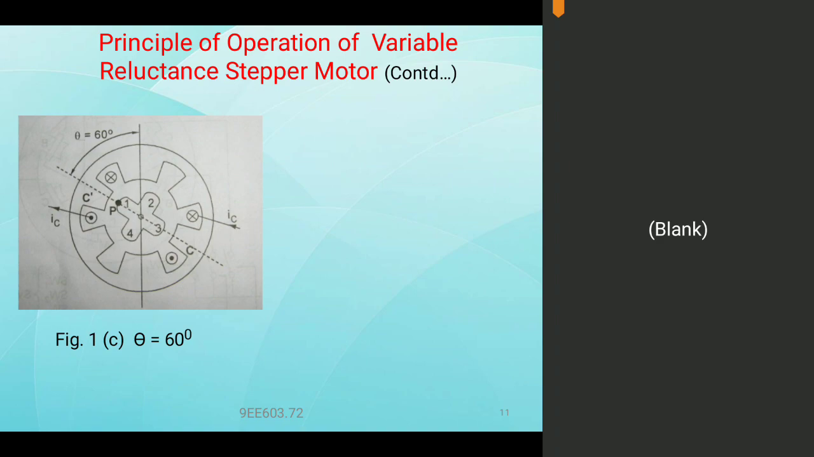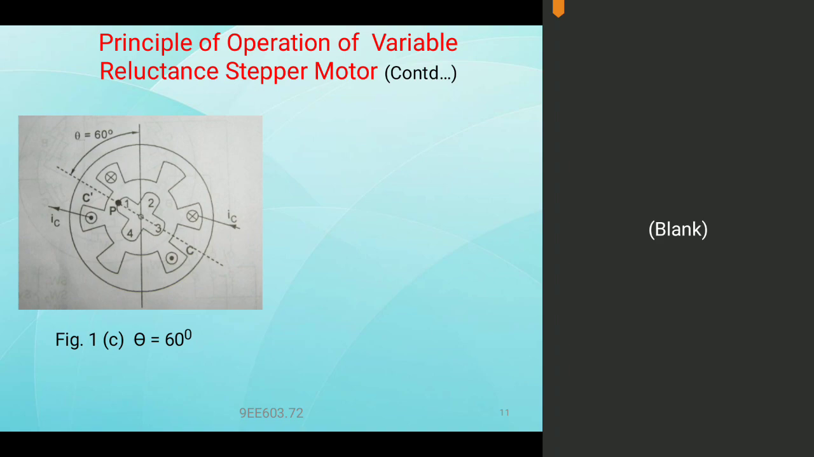So now here theta is equal to 60 degrees. Observe this one. Here A and B are de-energized, and only C and C dash are excited. Now the rotor poles are 1 and 3 along with the stator axis.